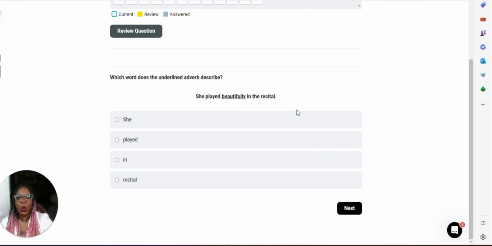Next question, which word does the underlined verb describe? She played beautifully in the recital. Is it she? Is it played? Is it in? Or is it recital?